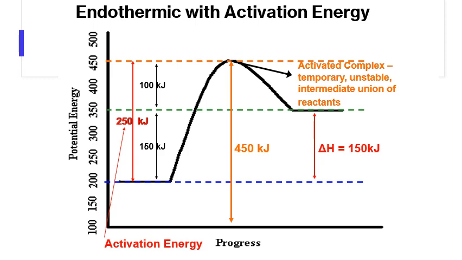And for the forward reaction, from reactants to the product, reactants to the peak, the activation energy is going to be 250 kilojoules. And for the reverse reaction, the activation energy is going to be 100 kilojoules. So that should be from products to the peak, and for the forward, reactants to the peak. That's the difference.